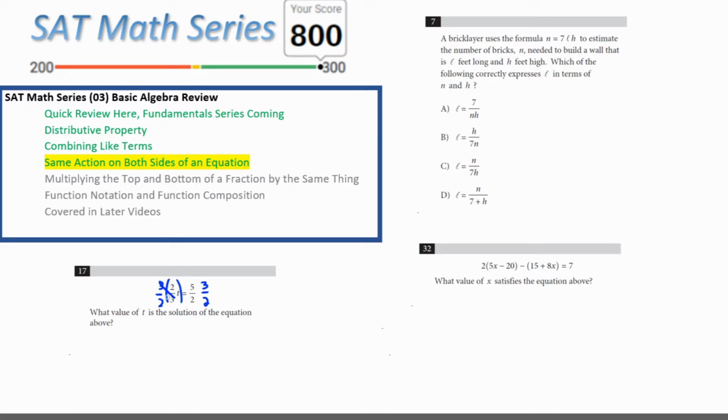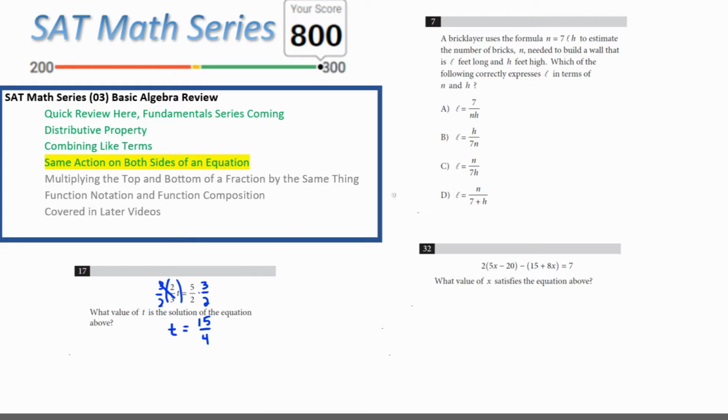This will simplify to a 1, and 1 times t will be t. And then the right-hand side of the equation, you will multiply across, and therefore t will be equal to 15/4, as fractions multiply across the numerator and denominator.